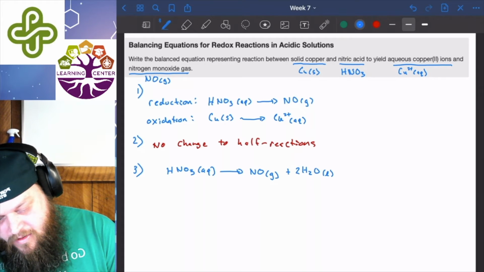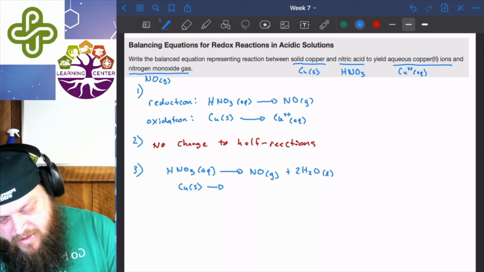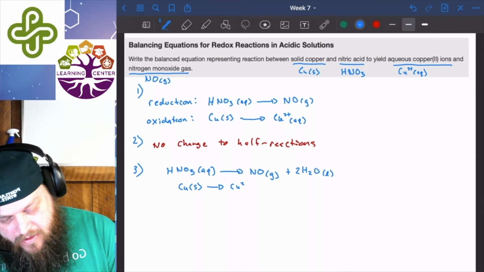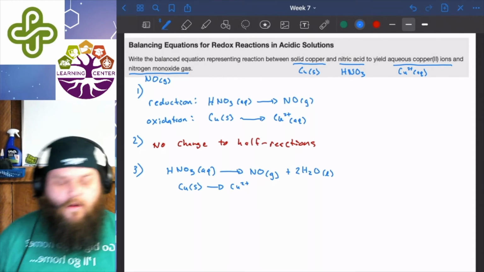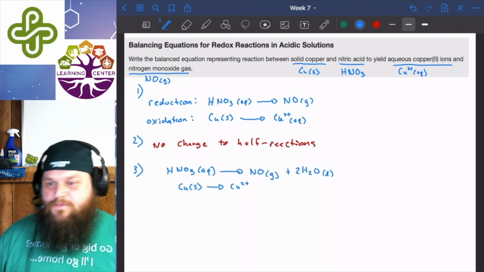Looking at the oxidation, Cu solid, that's already completely balanced. We don't need to add anything to that for oxygens or hydrogens.